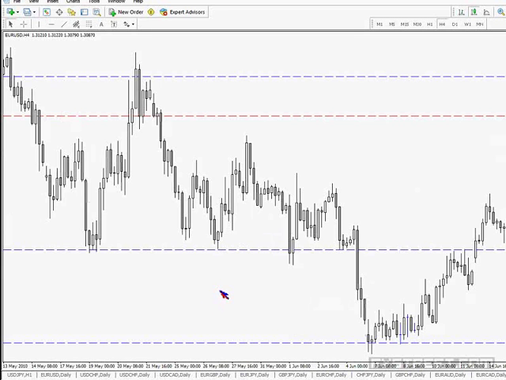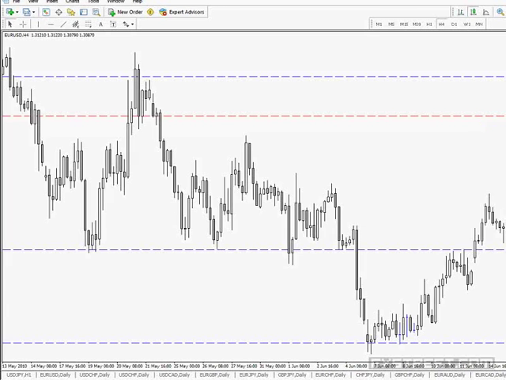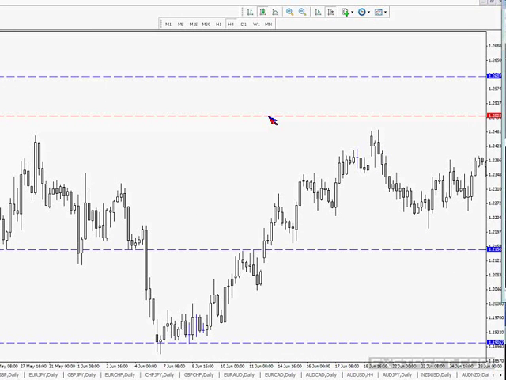Manoj says, how many pairs are you watching at any time when scanning for these opportunities? AT, the lines are support and resistance zones. That's what we're looking at here. Those are the dotted lines.